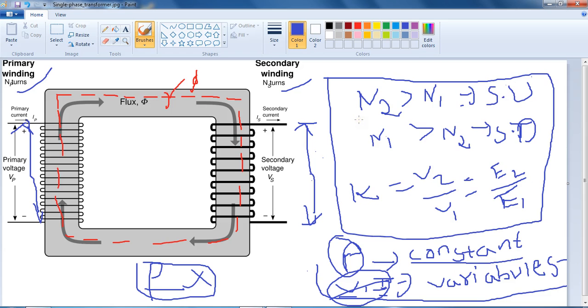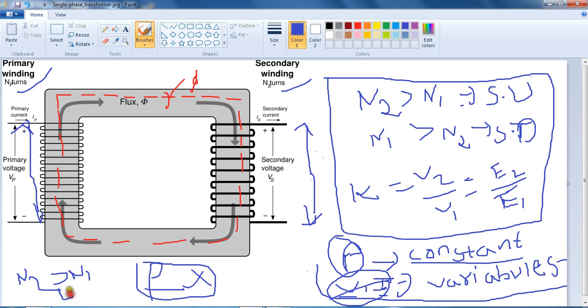Next, we have different types of transformers depending upon the turns. They are the step up transformer and the step down transformer. If the secondary turns are greater than the primary turns, it is called a step up transformer. If the primary turns are greater than the secondary turns, it is called a step down transformer. Okay, now see what happens in the step up transformer and what happens in the step down transformer.